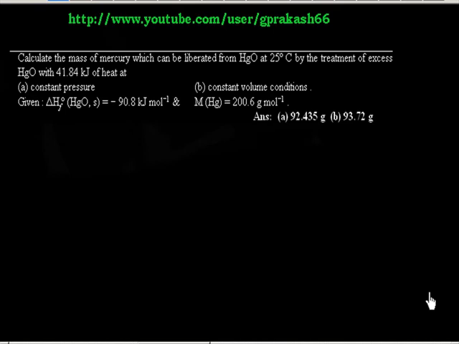Okay, we have to calculate the mass of mercury. So what will be the reaction in this case? We will have the reaction of HgO. HgO is heated, so if you heat HgO, this will break into Hg plus half O2. This reaction you have to remember, then only you can solve this problem. So this is Hg plus half O2, and this Hg is a liquid and O2 is a gas.